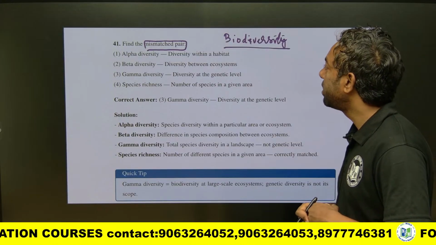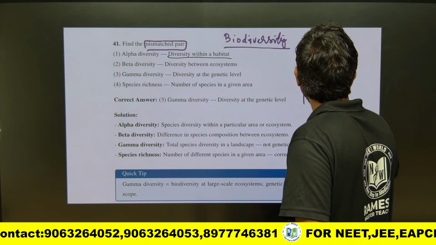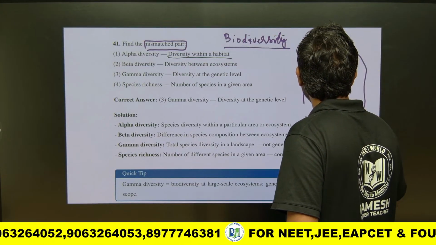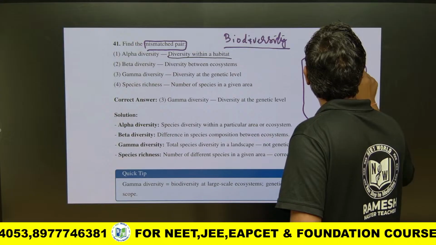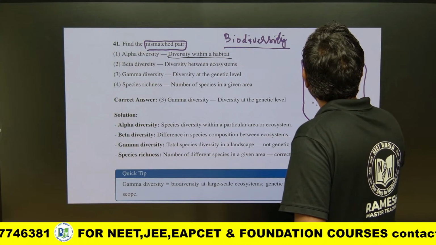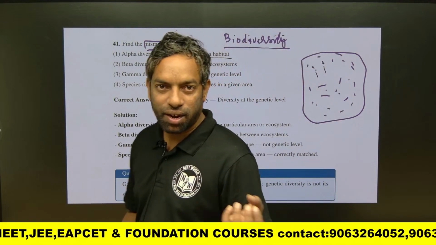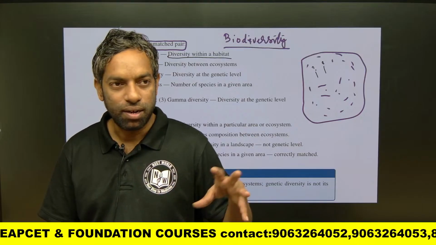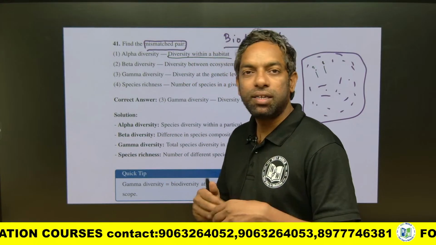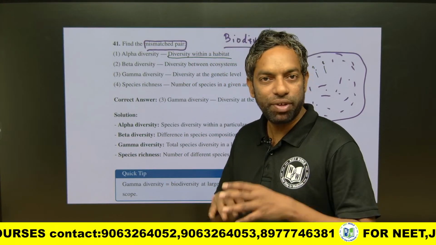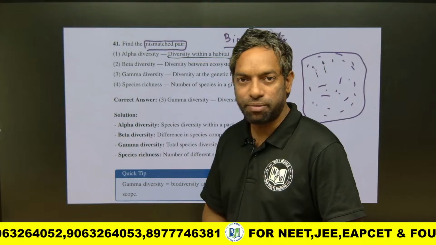Alpha diversity is diversity within a habitat. In an ecosystem, different kinds of species are there within a habitat, whether a pond, a lake, a grassland or a forest. Within the limits of that area, the same habitat's species diversity is alpha diversity. Of course, this is the right option.